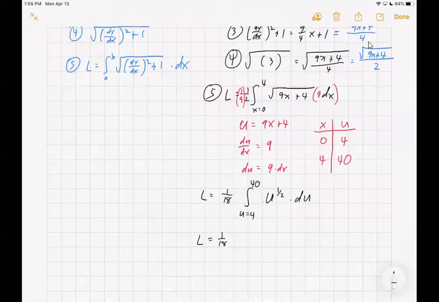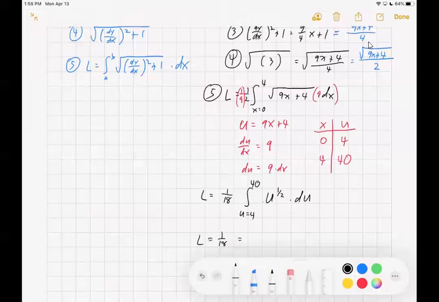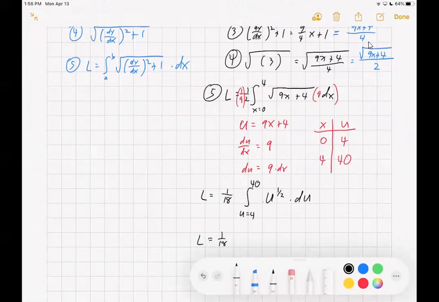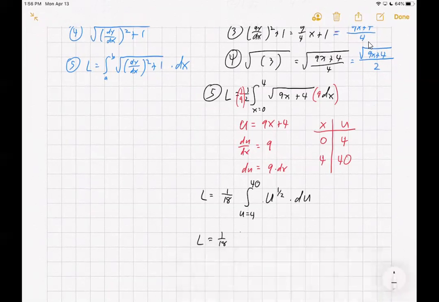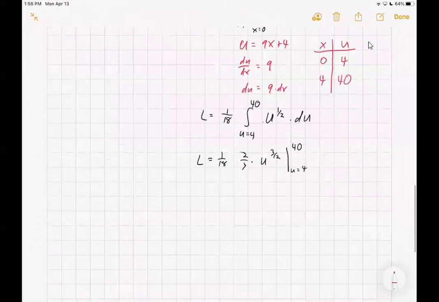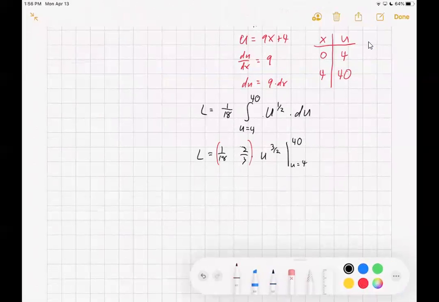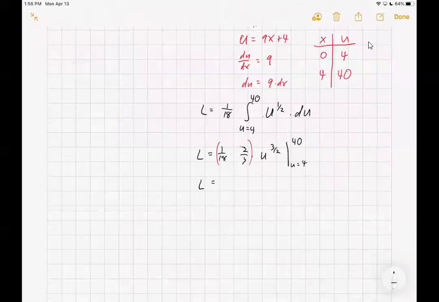All right, so now we just have to take the antiderivative of that with respect to u. So 1/18, the antiderivative will be u to the 3/2, I'm sorry, and then 2/3 of that. So 2/3 u to the 3/2, evaluated at u equals 4 and 40. Let's group the constants in the front together. And so we can say that L is equal to 1/27 when we group those.